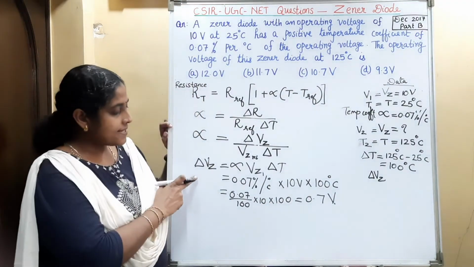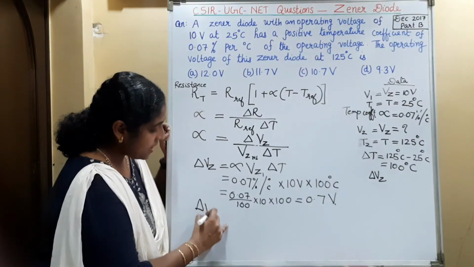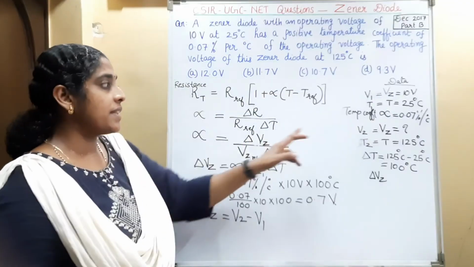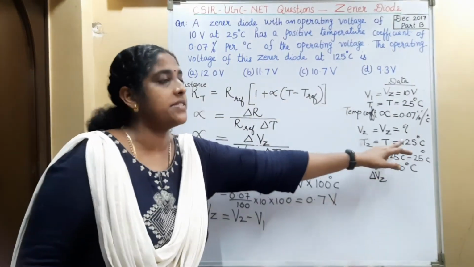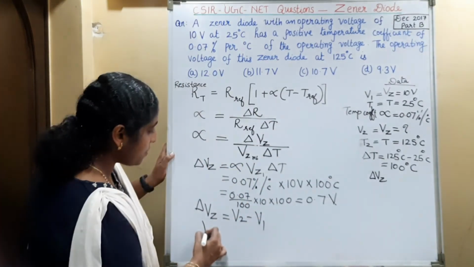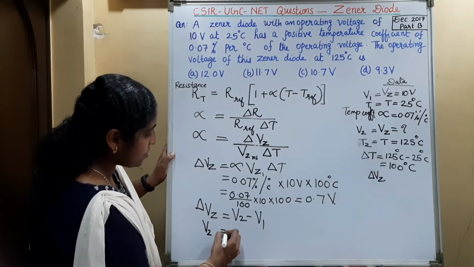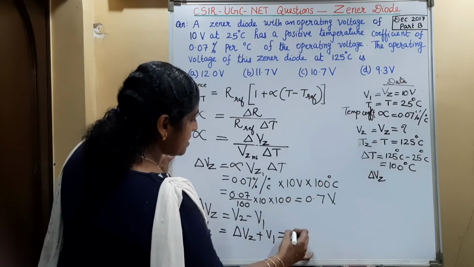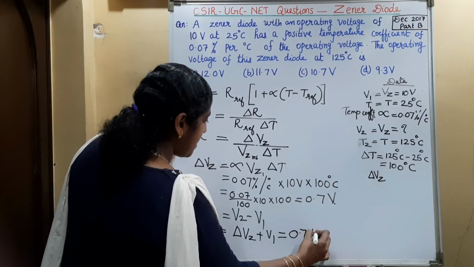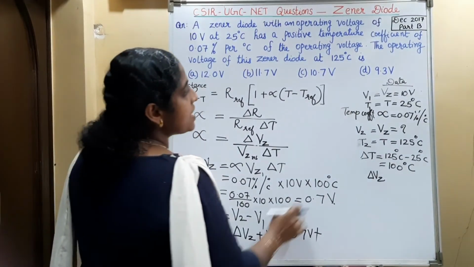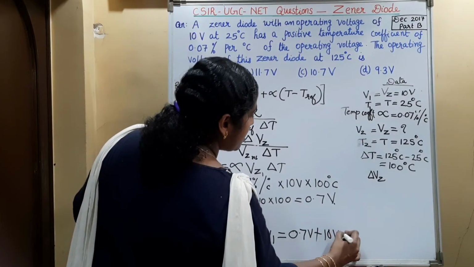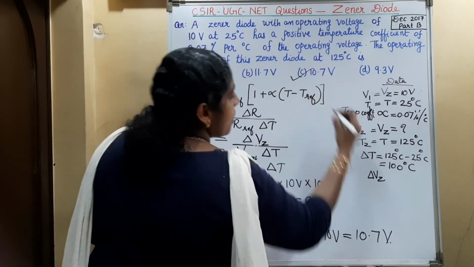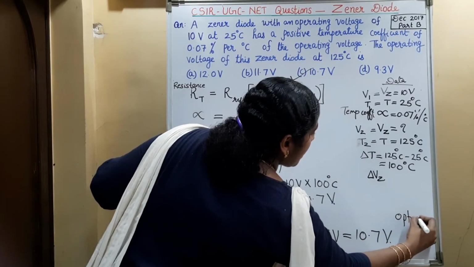Now what is this change in Zener voltage? That is equal to V2 minus V1. What we want to find out is the Zener voltage at the second temperature, that is 125 degrees Celsius. So V2 is equal to delta VZ plus V1. So delta VZ, the change in Zener voltage, is 0.7 volt, plus the initial Zener voltage, that is equal to 10 volt. So the answer is 10.7 volt. So option C is the correct answer.